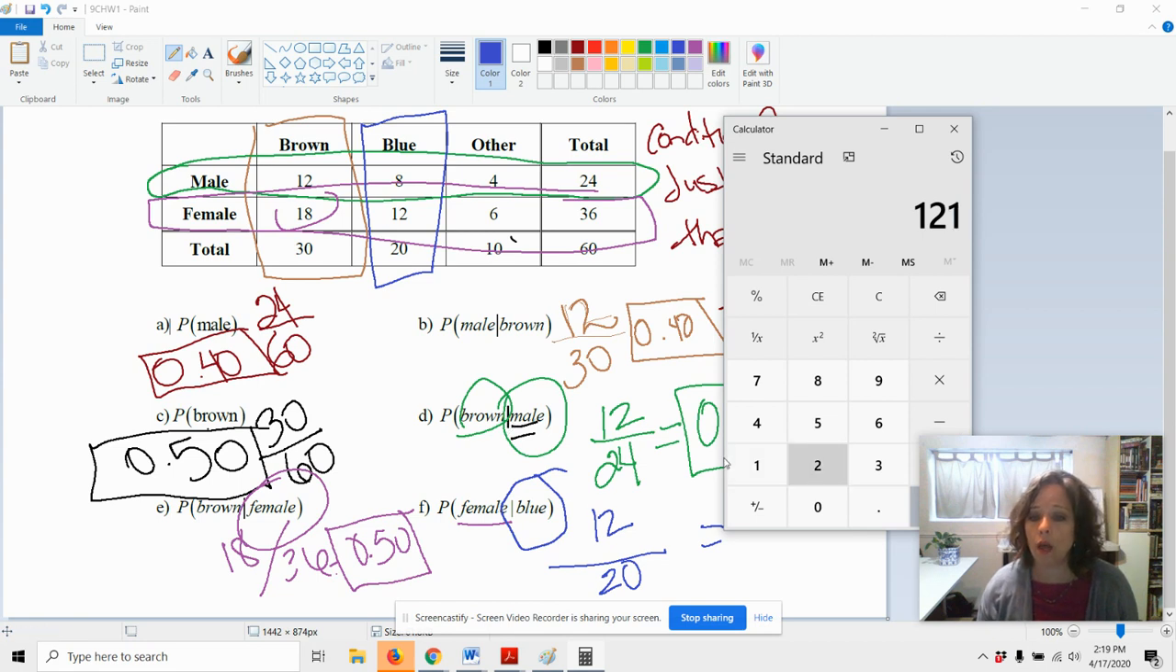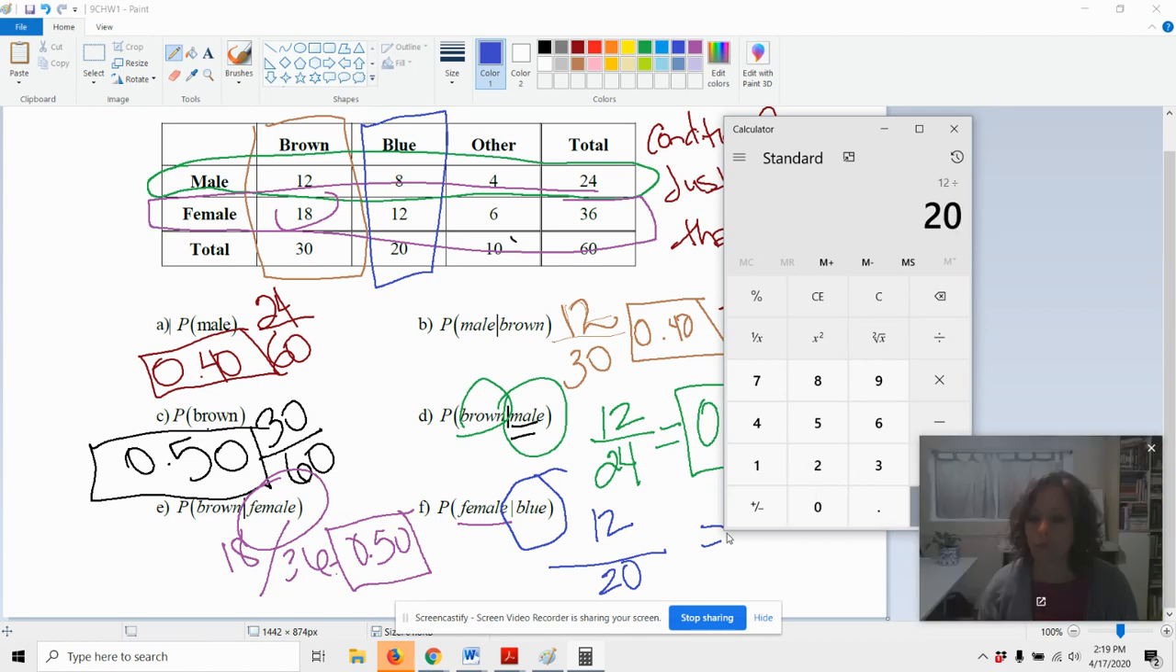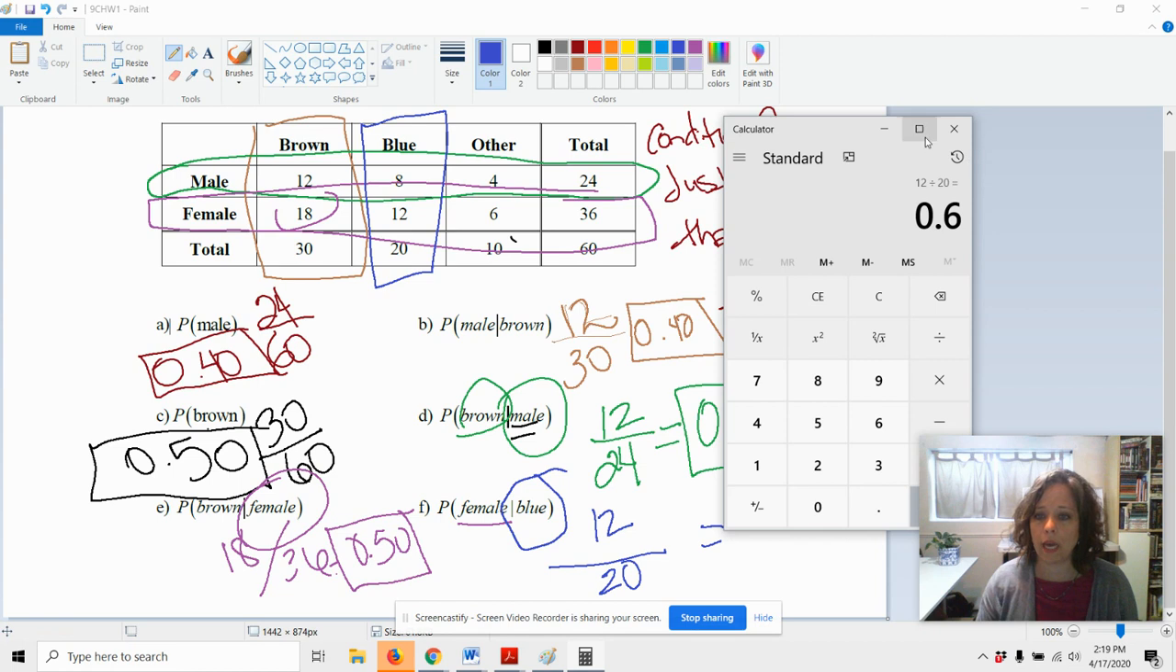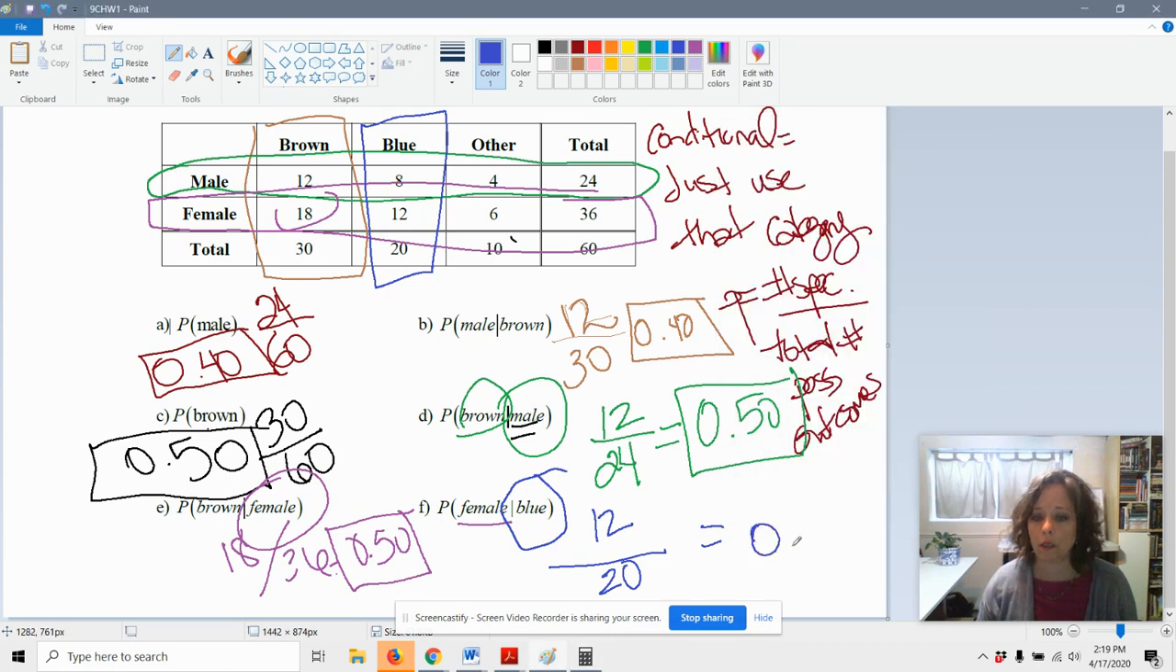Okay, 12 divided by 20 is going to give us, oops, didn't do that right. 12 divided by 20, there we go, is going to give us 0.60, and that's our answer. Okay, guys, that's problem number 1 on the 9C homework.